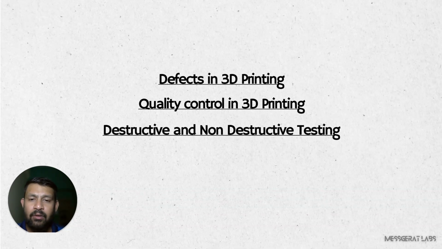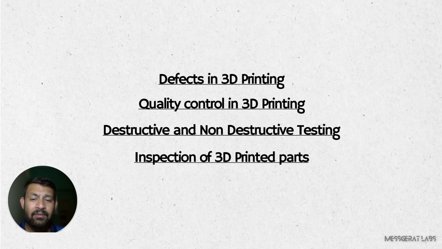And then we will talk about destructive and non-destructive testing. Basically, these are the two methods which are evaluated to make sure that your 3D printed part is coming out right, or that the strength of the part is good enough for your end application. Then we will talk about inspection of 3D printed parts. When we say inspection, this has to do with the dimensional accuracy of the parts that you have printed.